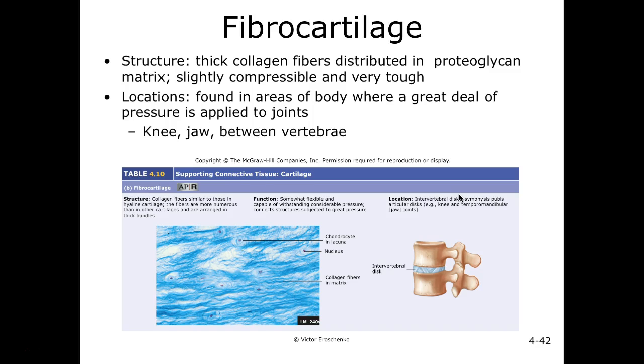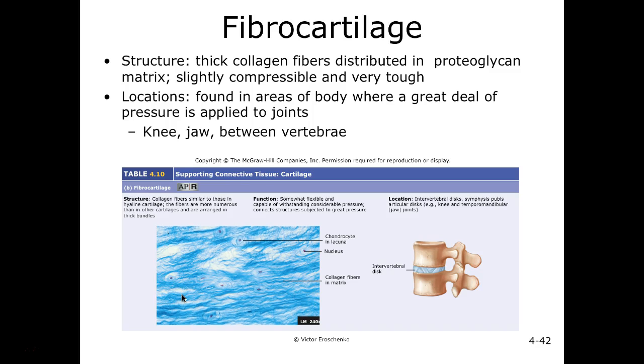All right, next we have fibrocartilage. And we don't have this in too many locations throughout our body. We have very thick collagen fibers within fibrocartilage. So you see this in the blue here. Sometimes we use a little bit different staining for our fibrocartilage, and it's distributed within our proteoglycan matrix once again.